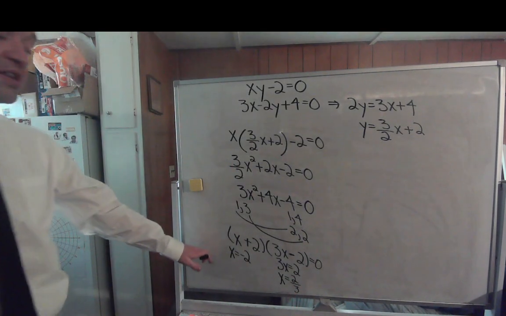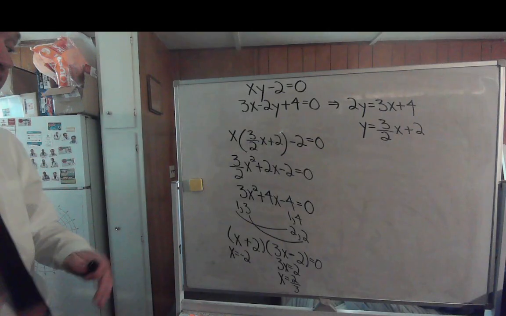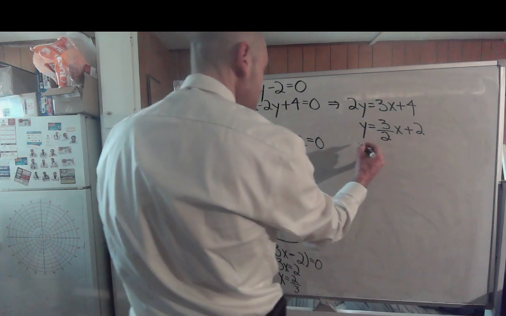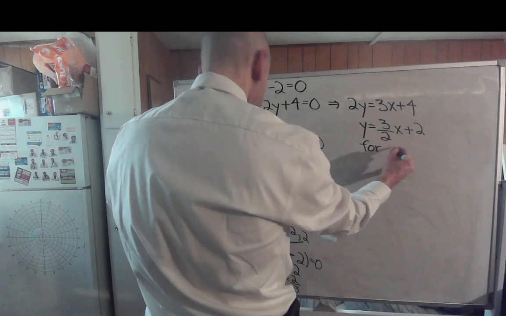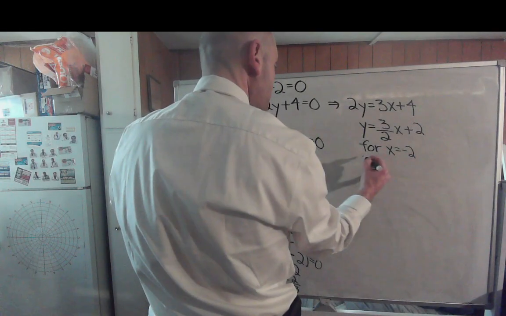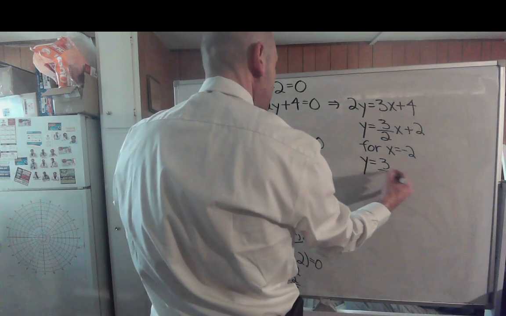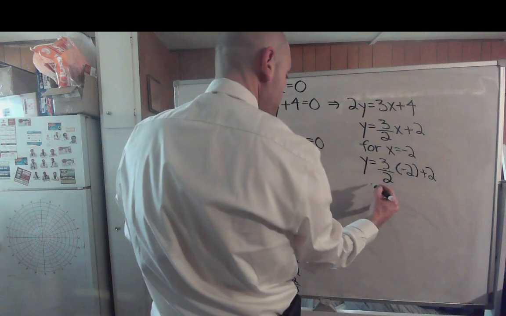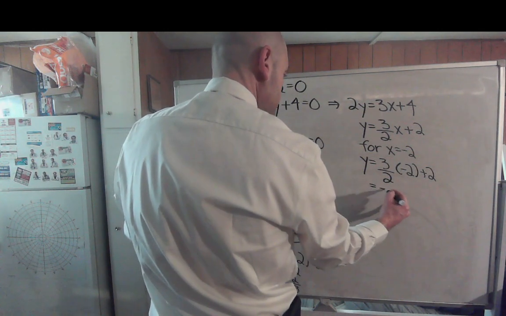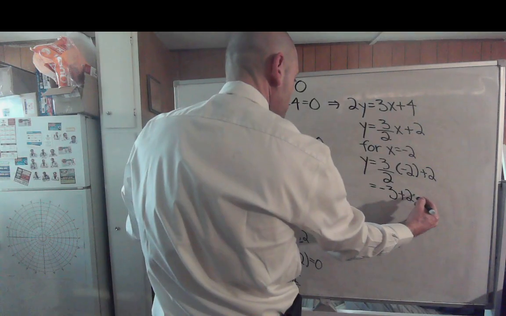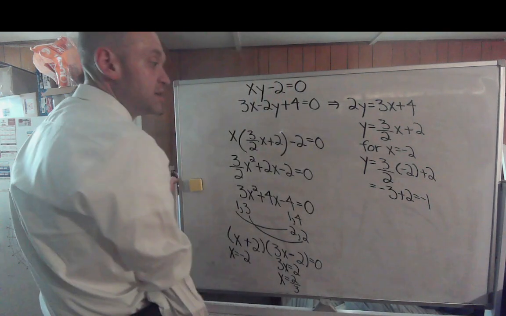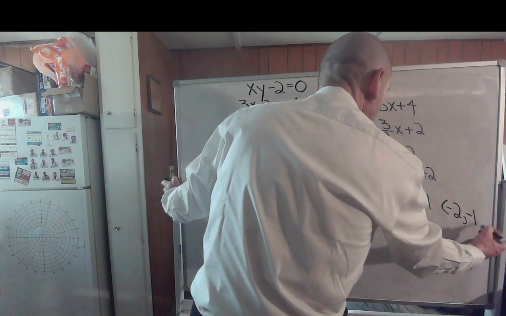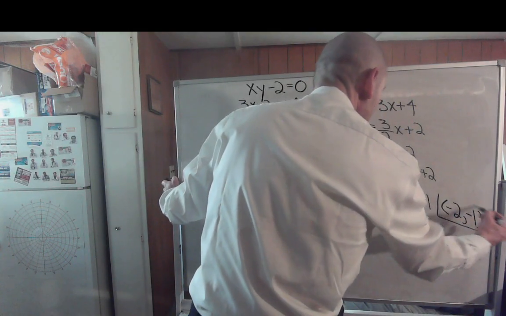Since we have two values of x, we're also going to have two values of y. So let's look first when x equals negative 2. So for x equals negative 2, y is going to equal 3/2 times negative 2 plus 2, which would just be negative 3 plus 2, which is negative 1. So your first ordered pair you should get is negative 2, negative 1. That's the first ordered pair you should get.